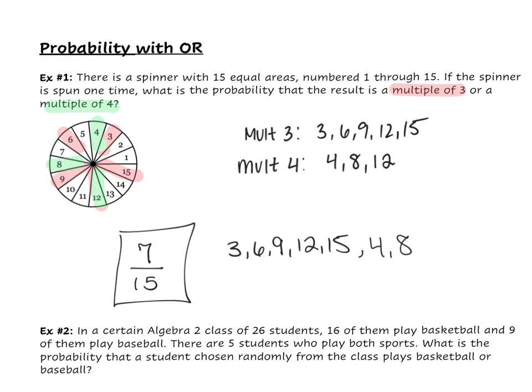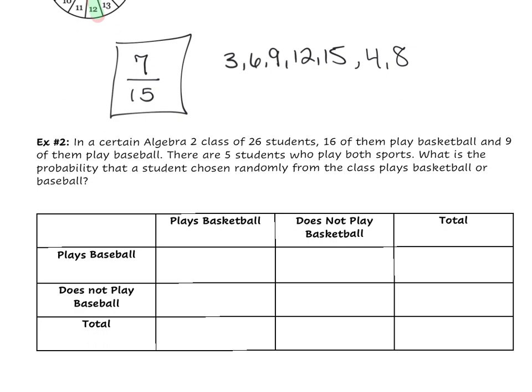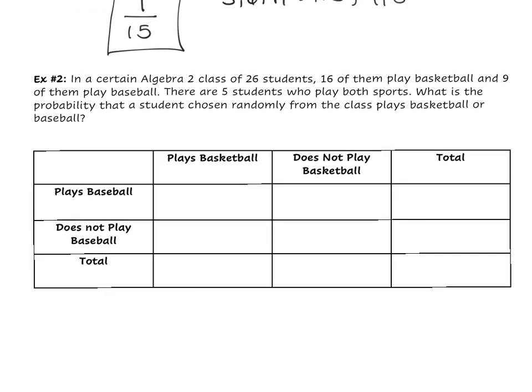All right, let's move on to example number 2. So similar to example number 2 from the previous page, we're going to have to use a two-way table. So let's see what information they give us. It says in a class of 26 students. So we know the grand total goes in the corner. So we can go ahead and label 26 here. It says 16 of them play basketball. So the grand total of basketball is 16. So that goes here, grand total.